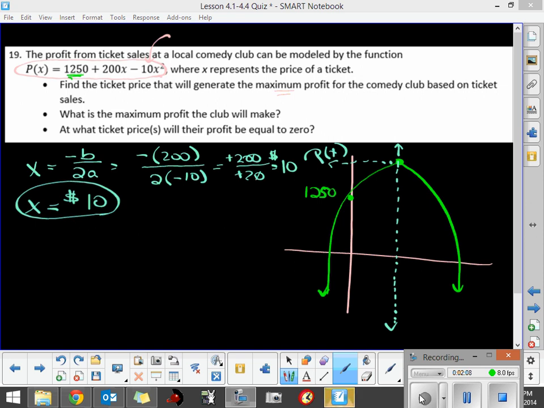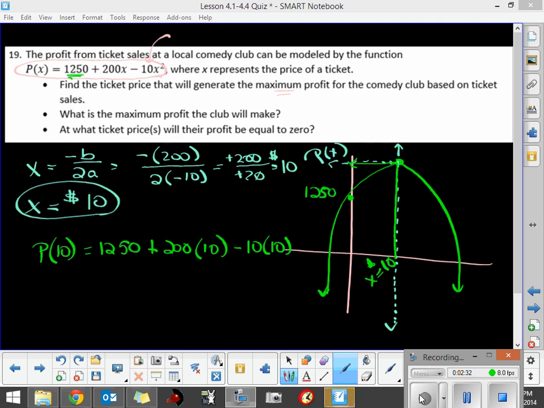That's what the follow-up question is. What is the maximum profit? Well, if I know what my ticket price is, if I know my ticket price is at $10, then I can find out what that profit is if I plug it in to the function. So that means find the profit at $10, which is 1,250 plus 200 times 10 minus 10 times 10 squared.